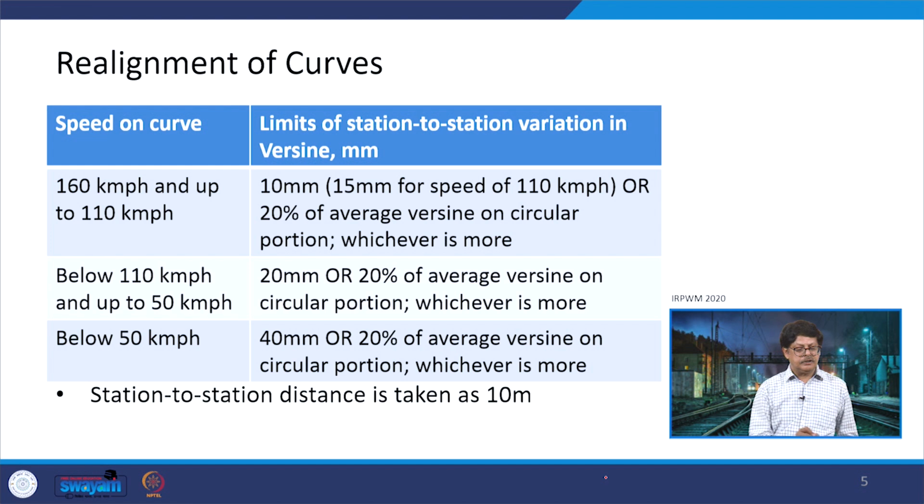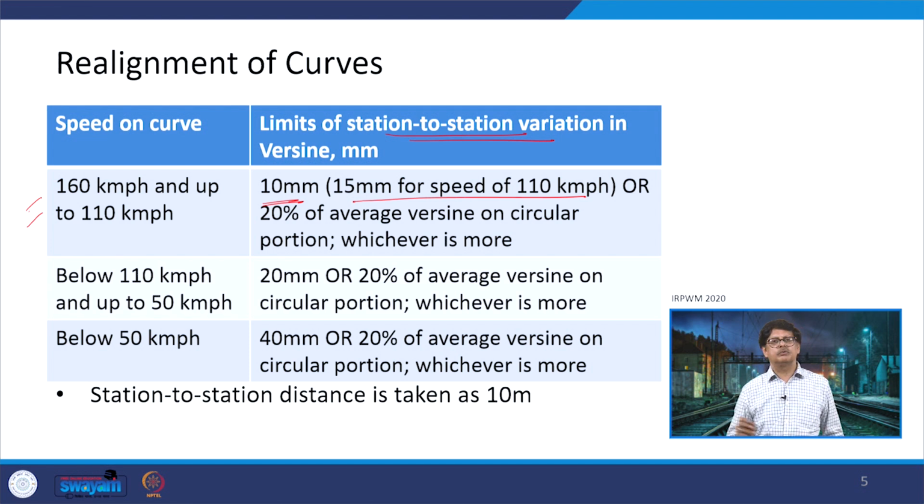So, if the speed on the curve is 160 kilometers per hour and below, up to 110 kilometers per hour, the limit of station to station variation of the Versine is 10 mm or 15 mm for a speed of 110 kilometers per hour, or 20% of the average Versine on the circular portion, whichever is more.